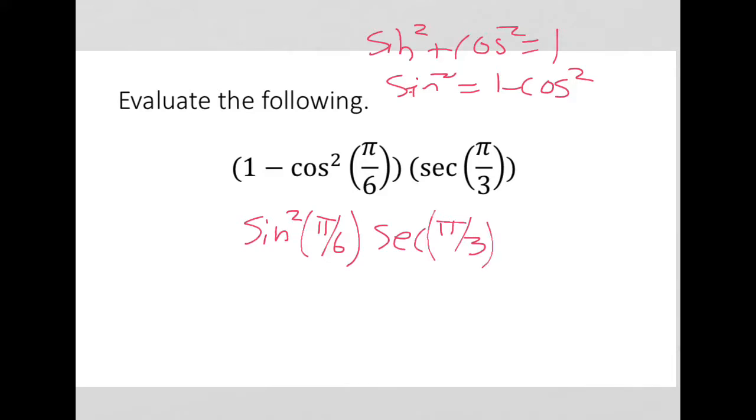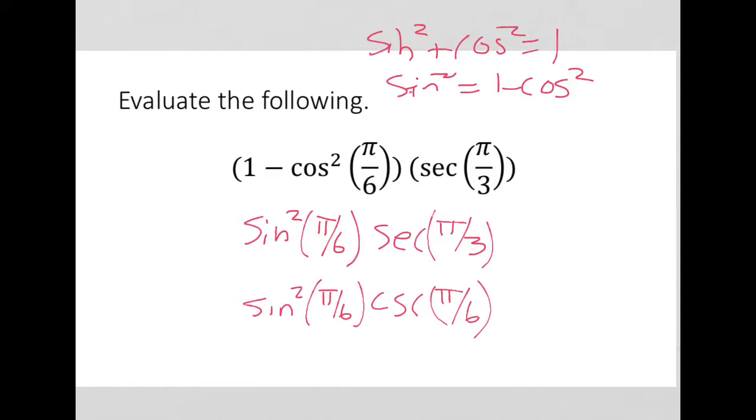So notice we have a pi over 6 and a pi over 3. We're dealing with cofunction identities now as well. Oh my gosh, Mr. Reed, why are you making it so hard right off the beginning? Well, because you can handle it. So sine squared of pi over 6 times secant of pi over 3, the cofunction identity of that is going to take us to cosecant of pi over 6.